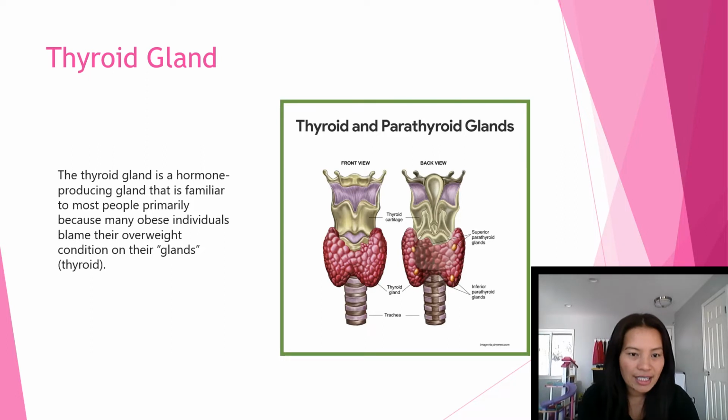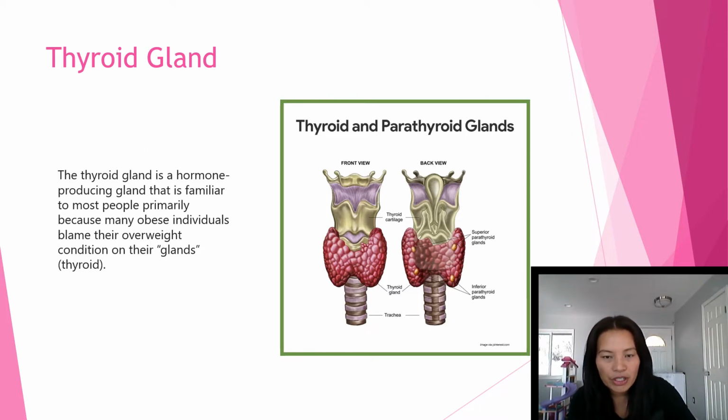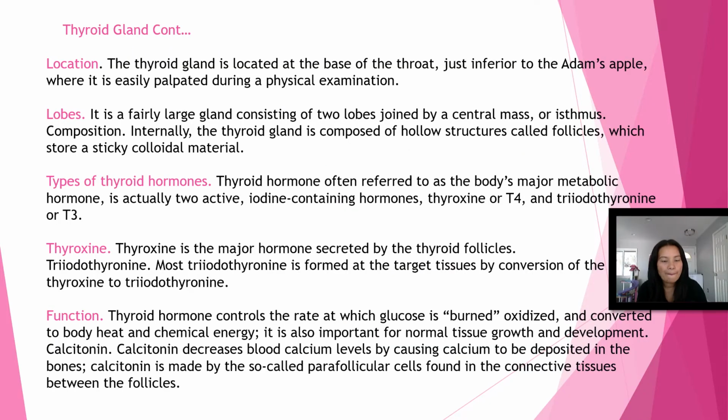So the thyroid gland is a hormone-producing gland that is familiar to most people primarily because many obese individuals blame their overweight condition on their glands or the thyroid. So we have here the picture of the thyroid and parathyroid glands. Okay, location. The thyroid gland is located at the base of the throat, just inferior to the Adam's apple, where it is easily palpated during a physical examination.